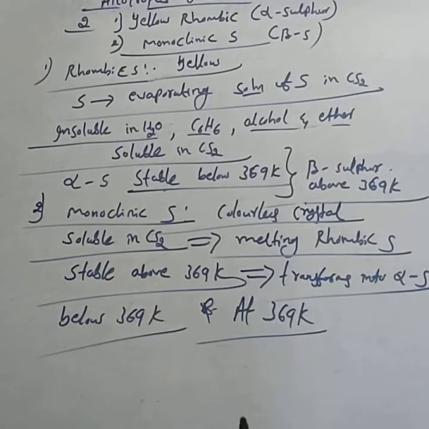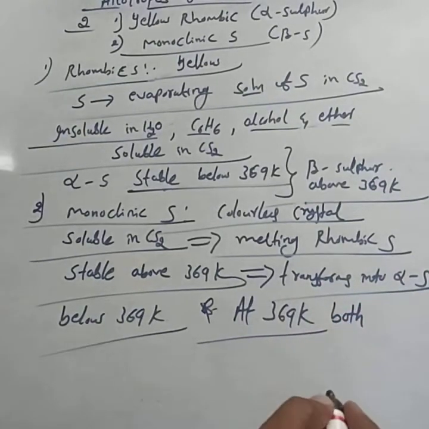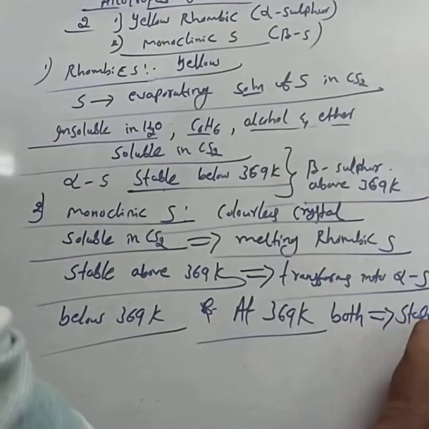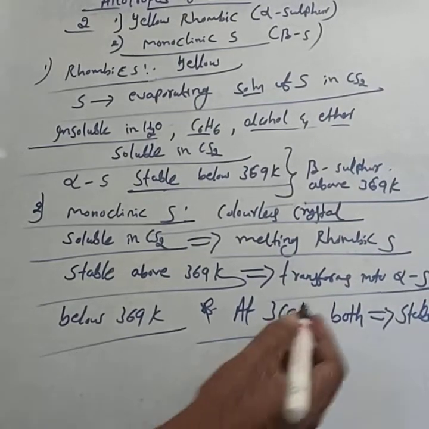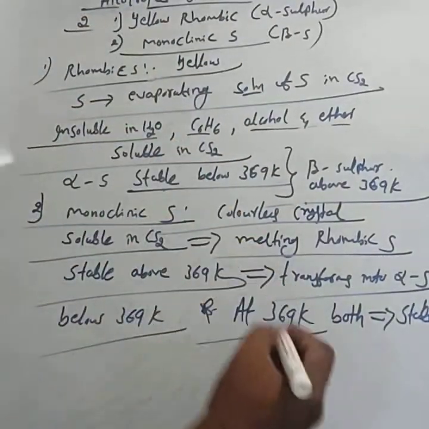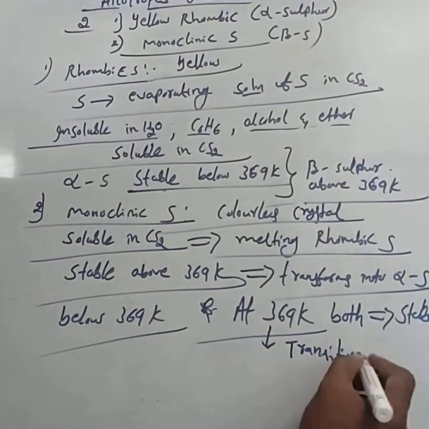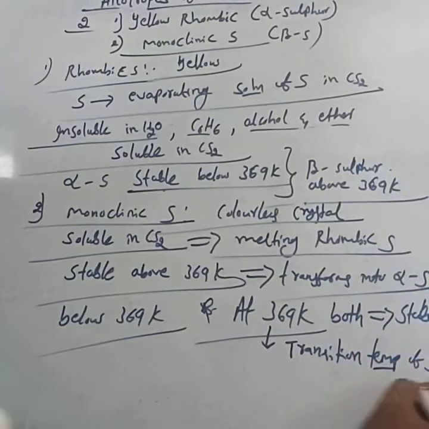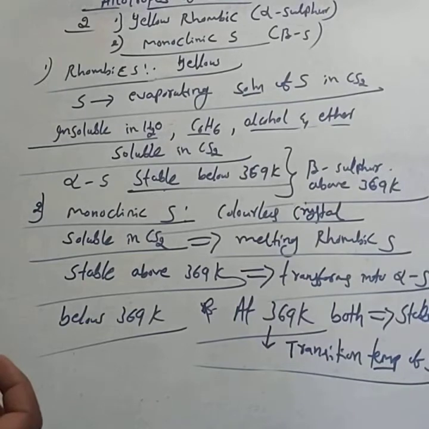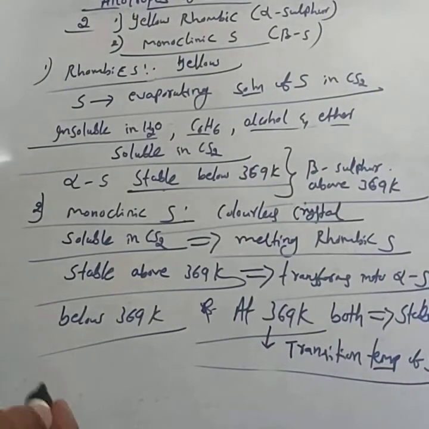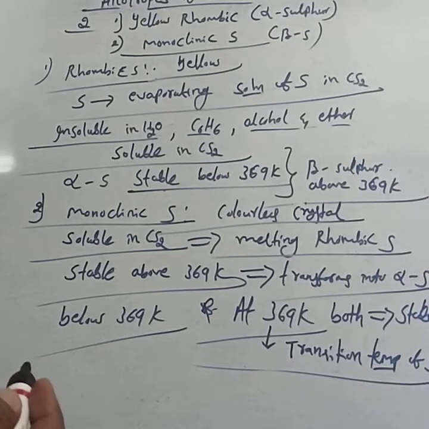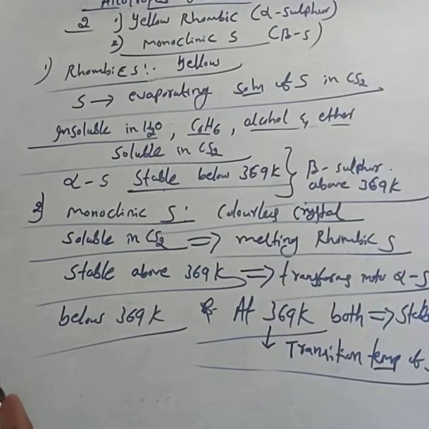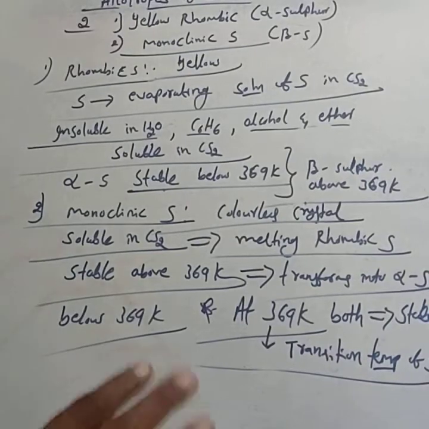At 369 Kelvin, both the rhombic and monoclinic forms are stable. At what temperature are rhombic and monoclinic both stable? Only at 369 Kelvin. That temperature, 369 Kelvin, is called the transition temperature of sulfur. Below 369 Kelvin, rhombic sulfur is more stable. Above 369 Kelvin, monoclinic sulfur is more stable. This is about the allotropes.